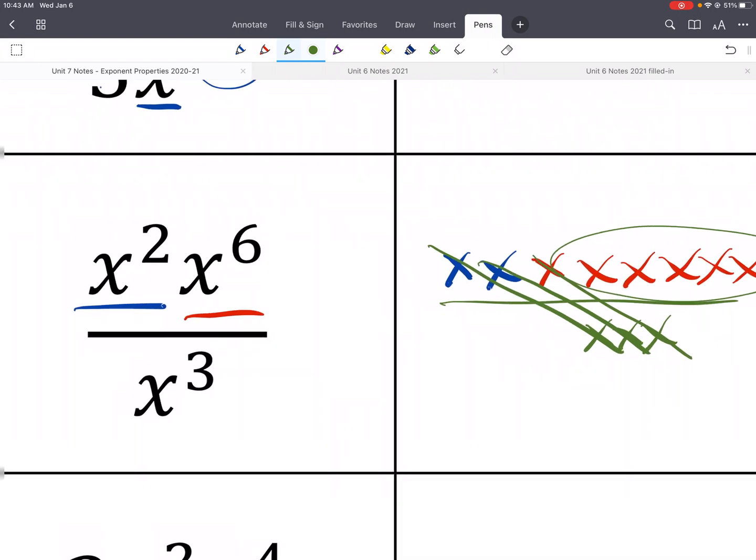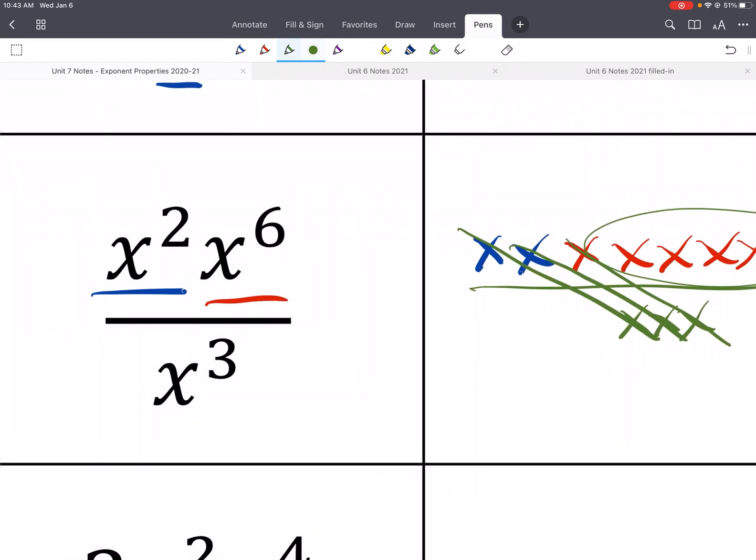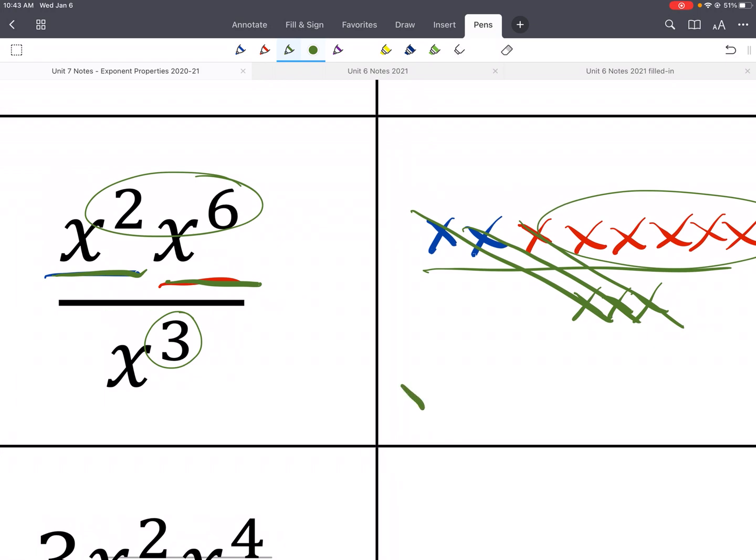Okay, if you were to do the other way, since these are being multiplied, we would add those first, and then we would subtract the 3. So that would be x to the 2 plus 6th. So that's x to the 8th.